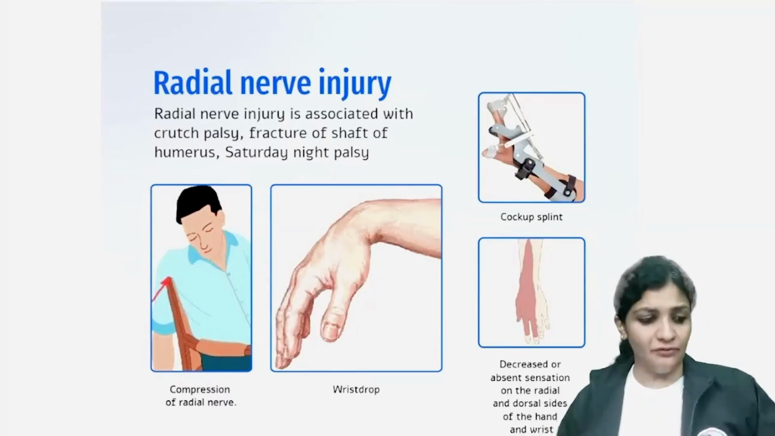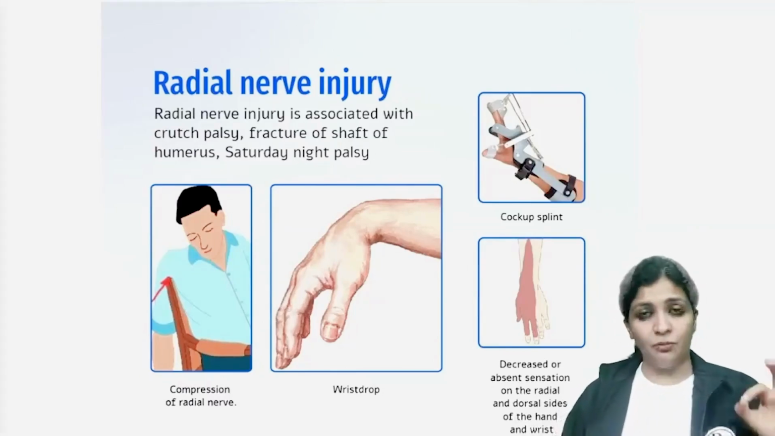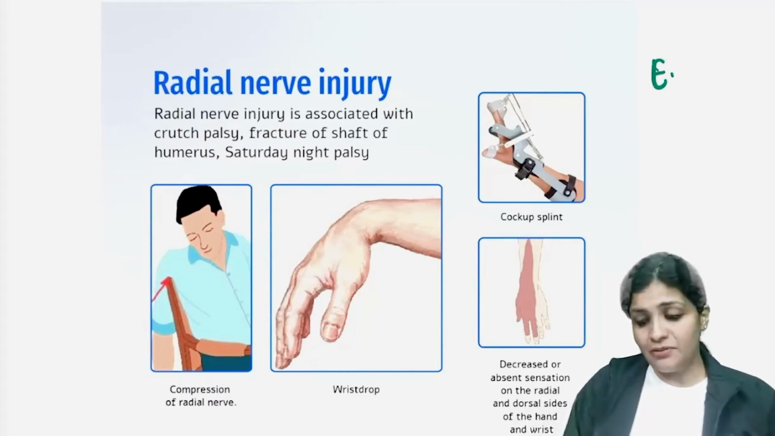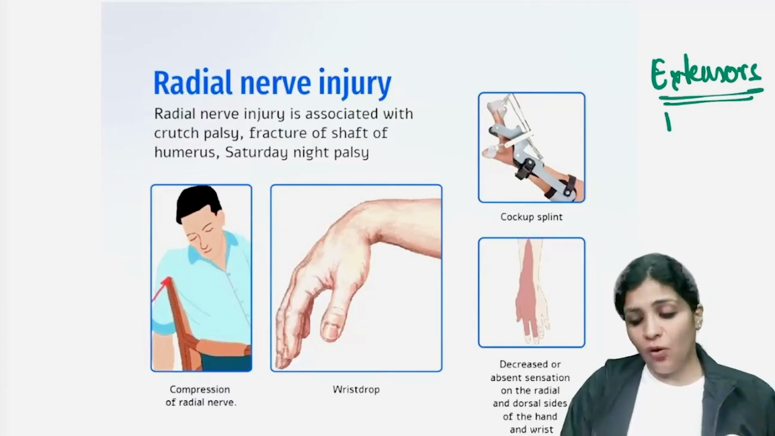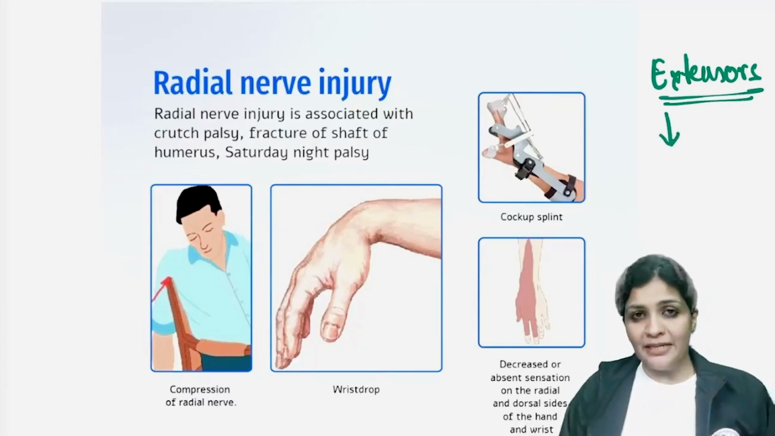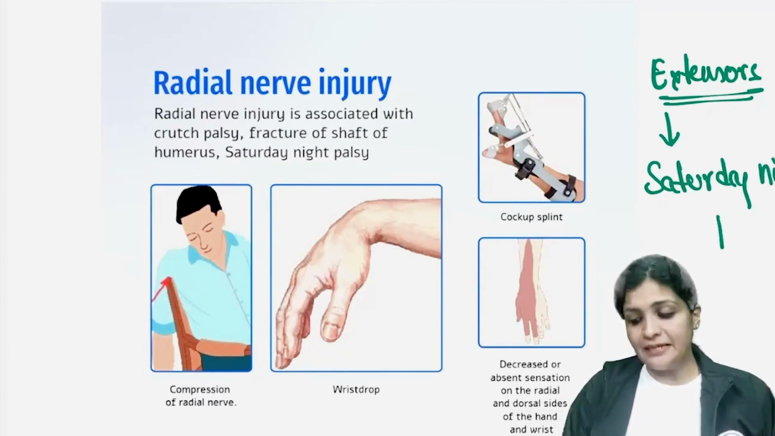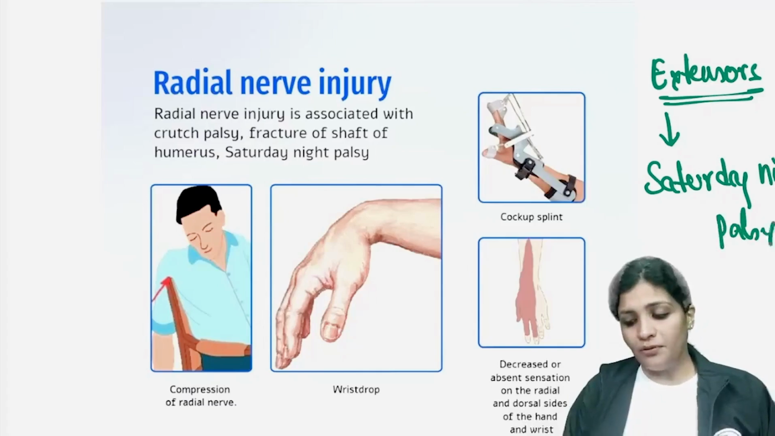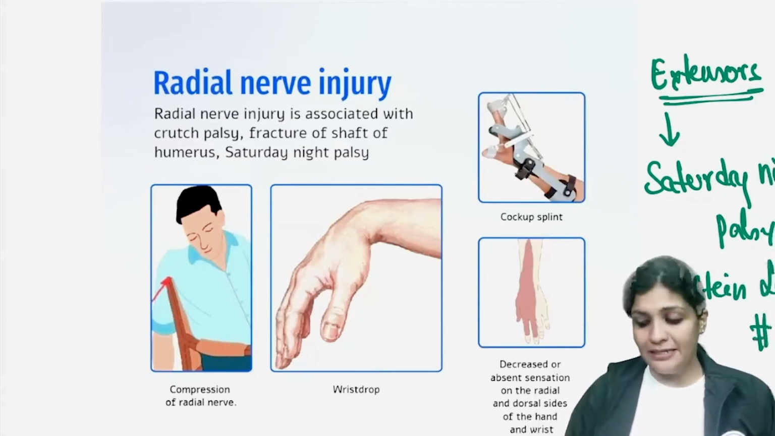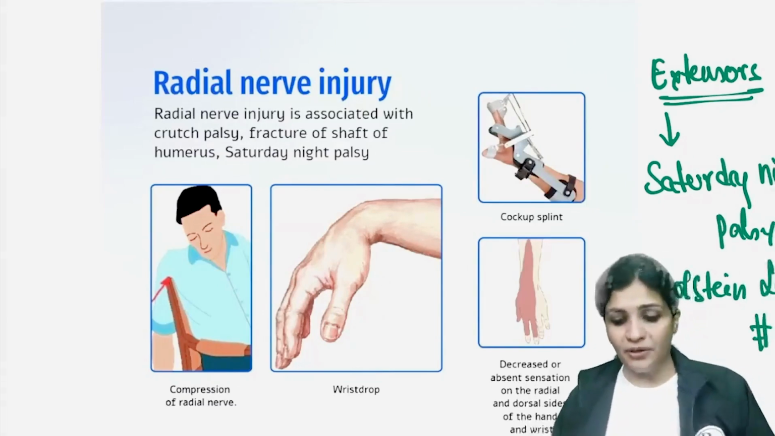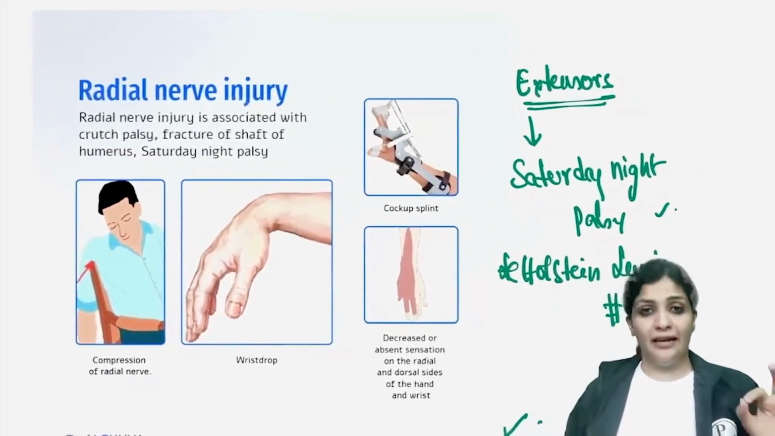So this is radial nerve injury. In the radial nerve injury, the most important thing is the radial nerve supplies all the extensors. One important thing which you have to remember is the Saturday night palsy, and one more important thing is Holstein-Lewis fracture. So Holstein-Lewis fracture and Saturday night palsy, these two are very, very important conditions related to the radial nerve injury.